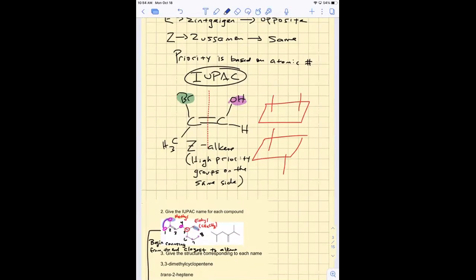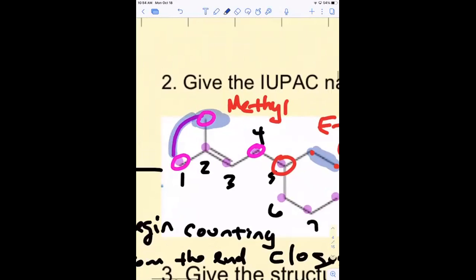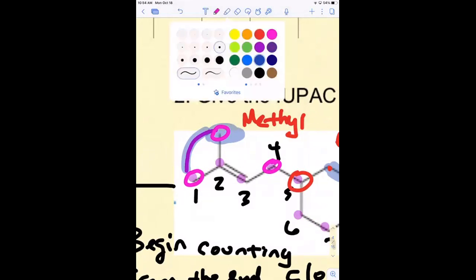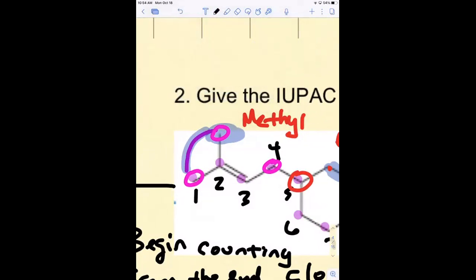Are you talking about on the same side of the double line? Yeah, the two pink carbons I have highlighted right here. You see, both of those are CH3s here and here. So I wouldn't be able to prioritize that side. Okay.